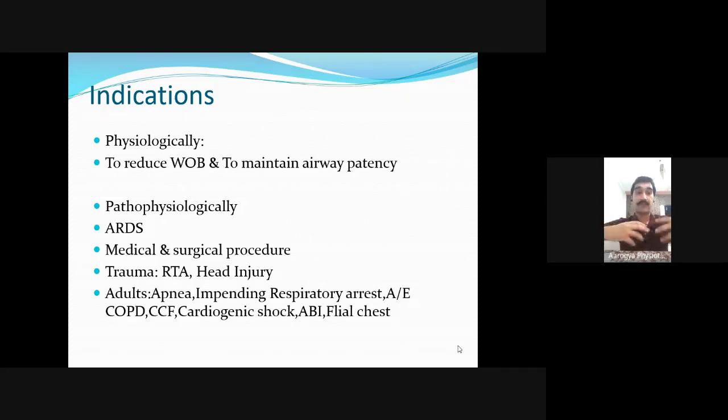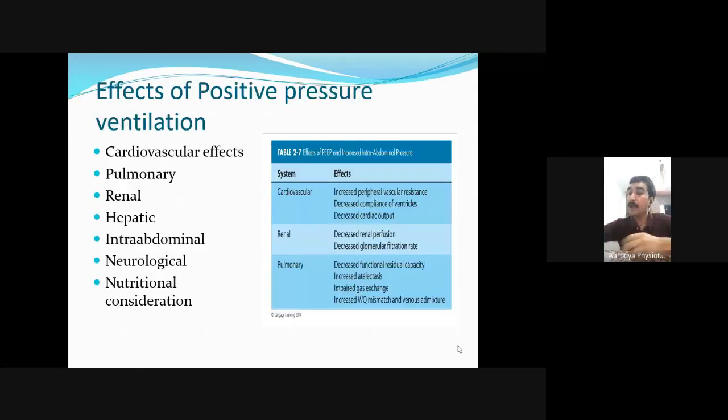They have difficulty breathing. So in these cases, we have to mechanically ventilate the patient. Now, once you ventilate the patient, there are some effects of positive pressure ventilation as well.